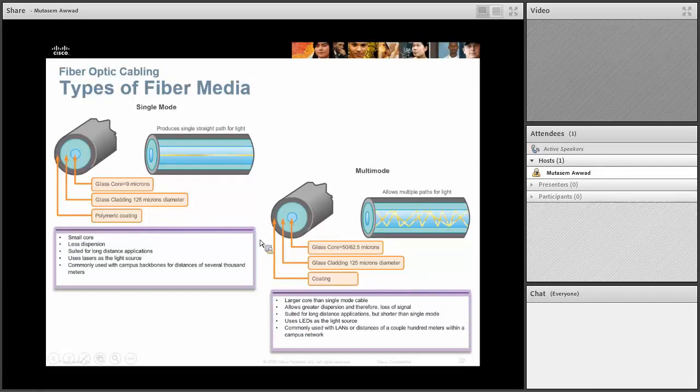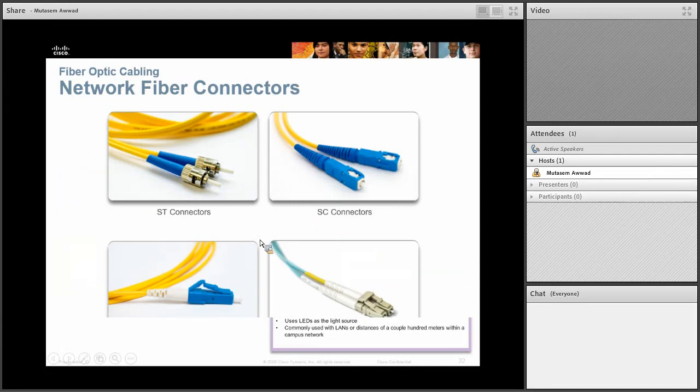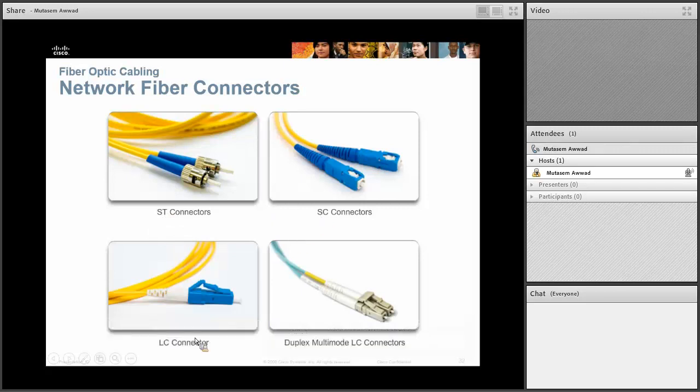Let's continue. Here are some typical fiber optic connectors. You've got the straight tip connectors, the subscriber connectors, the lucent connectors, and the duplex multimode connectors. I remember when I did my CCNA, I had these pictures on the test, and they were asking me what kind of cable connects to these connectors. Obviously, it's a fiber.